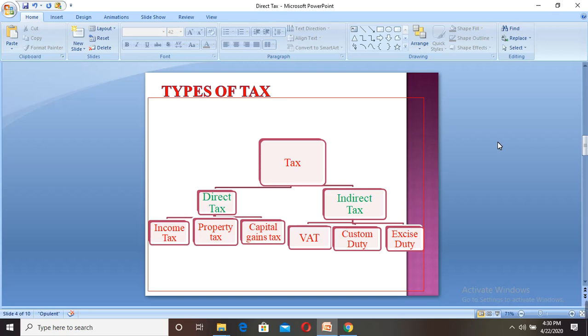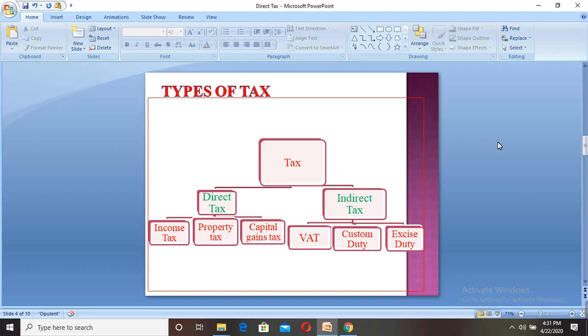Although there is no discussion of indirect tax in today's class, I have to provide you very simple and very short information about indirect tax. Unlike direct tax, indirect tax is imposed on goods and services, and it is paid by the taxpayers to the government indirectly.